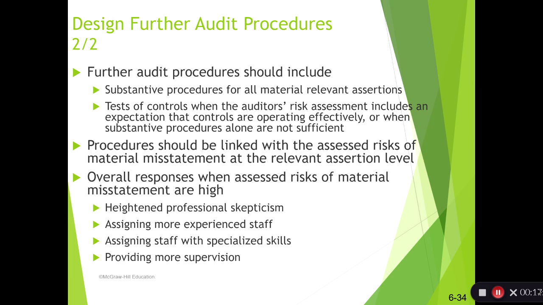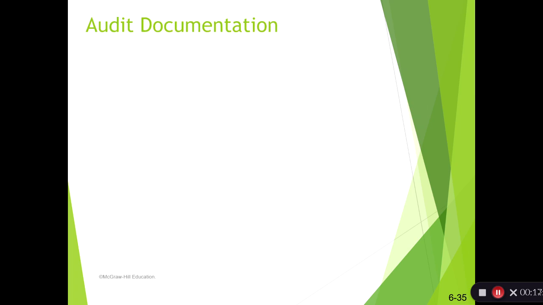And so if we have an overall high risk of material misstatement, it's similar to when we had a high fraud risk, right? Fraud is just a specific kind of risk of material misstatement, but in general, this is going to be our approach when we have a higher risk of material misstatement. So same things apply: more professional skepticism, more experienced staff, specialized skills with staff, and more supervision, right? So same kind of response.